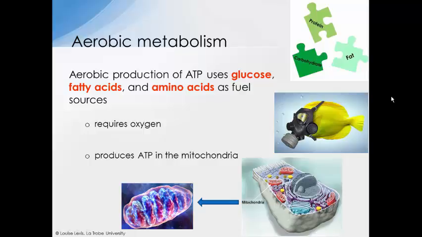Aerobic metabolism is the production of ATP using oxygen. And in addition to glucose, we can also use fatty acids and amino acids to produce ATP in aerobic metabolism. As I've mentioned, it requires oxygen, and aerobic metabolism produces ATP in the mitochondria of cells, blown up, shown here. This mask on the fish represents the fish swimming in waters with low oxygen as a result of global warming. Therefore, the fish requires the oxygen mask.